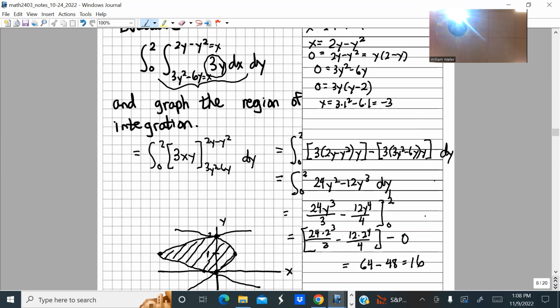Now we have to make sure that this also matches up with the outer limits of integration, which say that y has to range between 0 and 2. In this region, does y range between 0 and 2? Yeah, I think it does, right? Just because of those intercepts, okay? So we've got it. There's our region of integration for that particular problem.